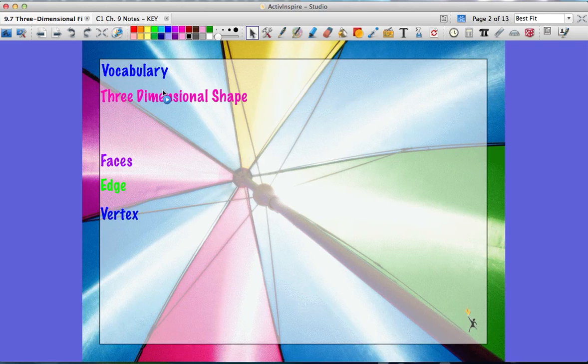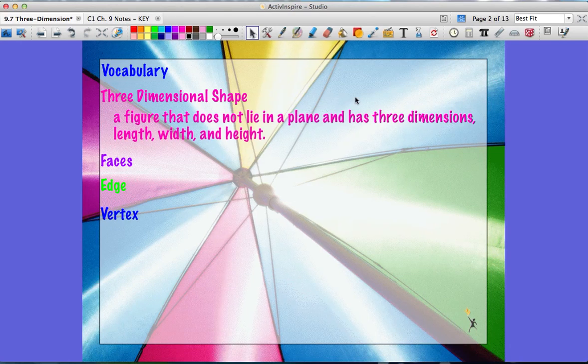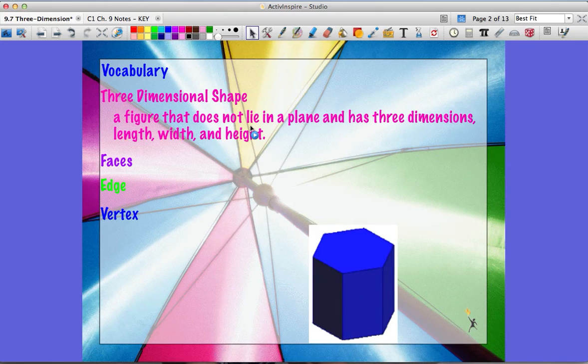All right, first things first, we have to fill out our vocabulary. A three-dimensional shape, or a 3D figure as we call them, is a figure that does not lie in a plane and has three dimensions: length, width, and height. So this would be an example of a 3D shape. It has a length, it has width, and it has height.